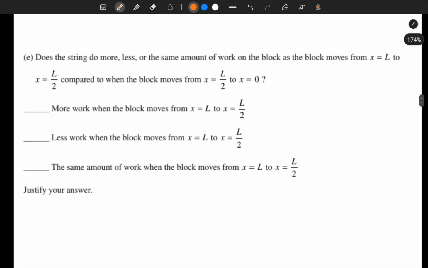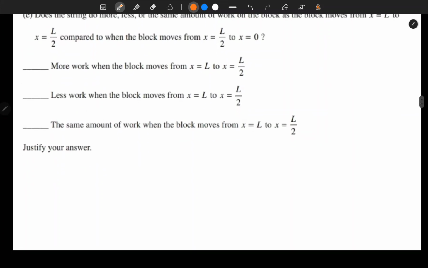Finally, does the string do more, less, or the same amount of work on the block as the block moves from x equals L to x equals L over 2, compared to when the block moves from x equals L over 2 to x equals 0? Justify your answer.